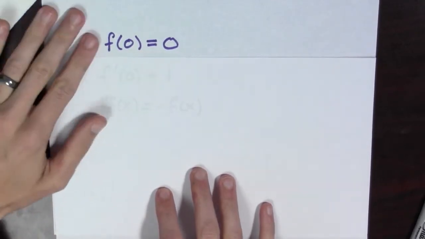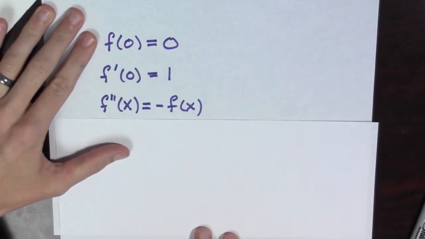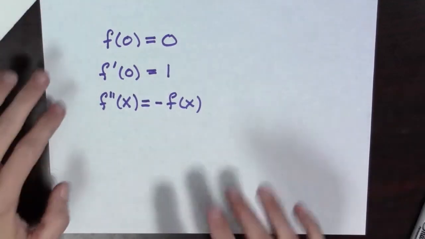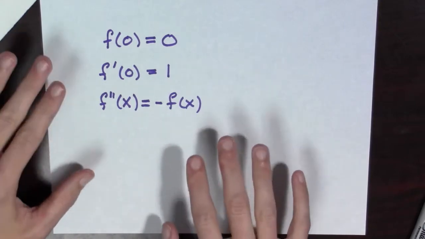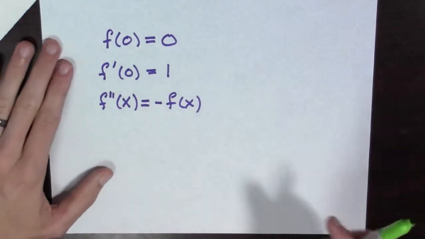So f of 0 equals 0. F prime of 0 equals 1. F double prime of x equals minus f of x. Sine of x is the only function that satisfies these three equations.